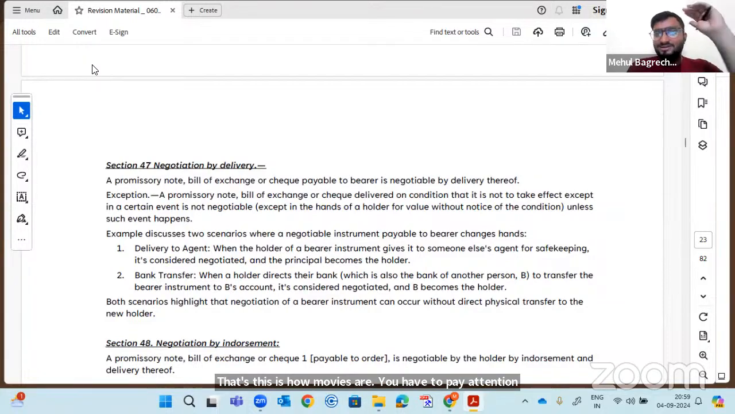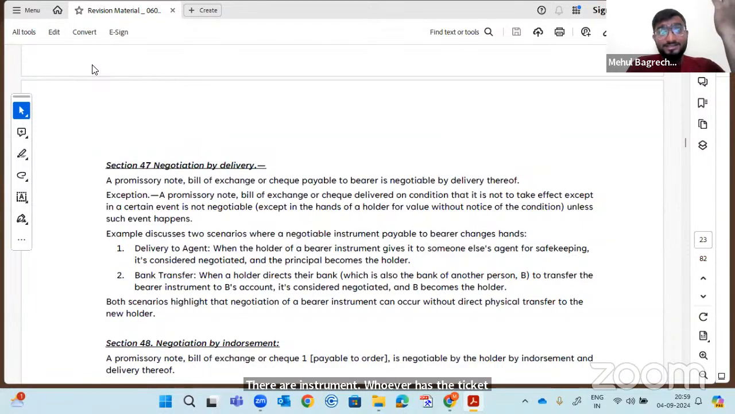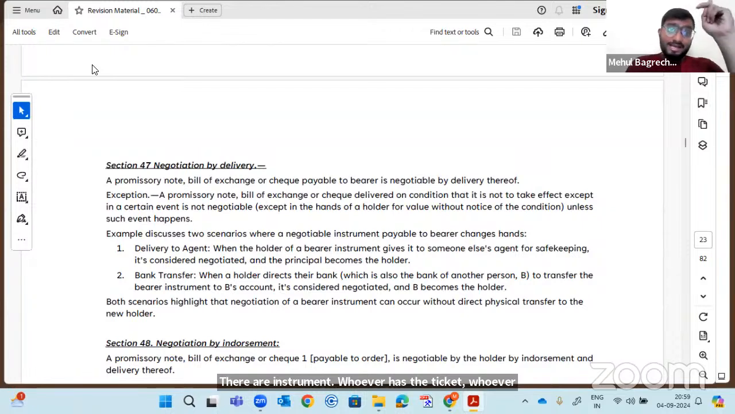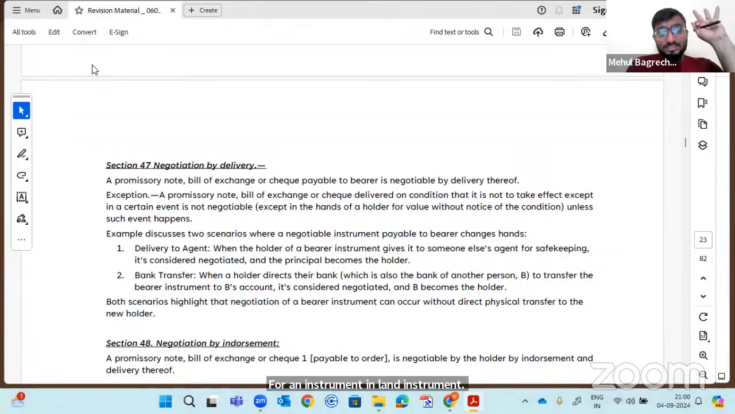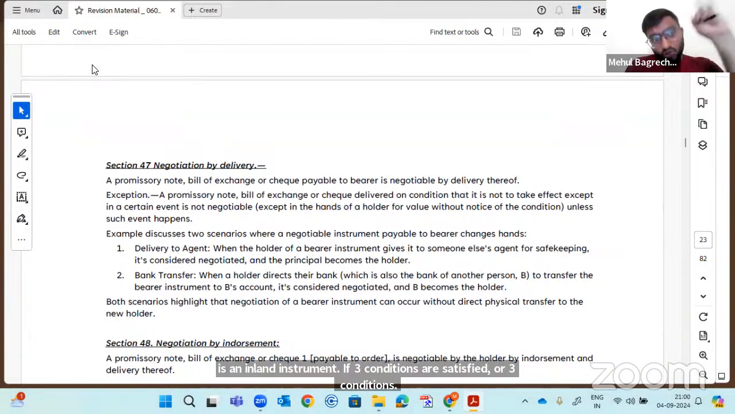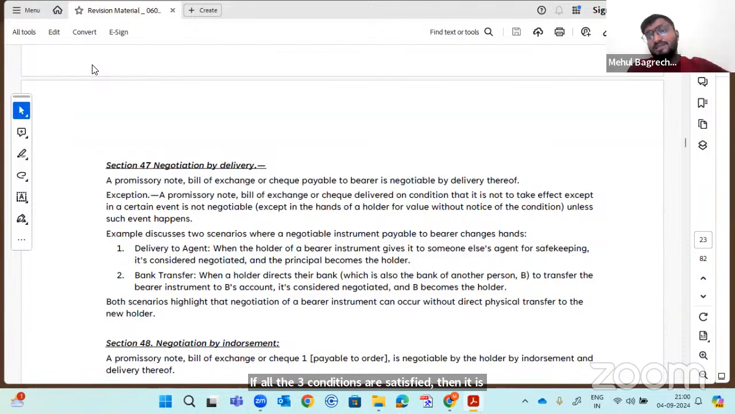Now listen to it. Bearer instrument: whoever has the ticket, whoever has the instrument is the person who is going to enjoy the rights of the instrument. Foreign instrument, inland instrument. It is an inland instrument if 3 conditions are satisfied. What 3 conditions? Made in India, drawn in India, made payable in India. If all the 3 conditions are satisfied, then it is an inland instrument. If anything is missing, it is a foreign instrument.